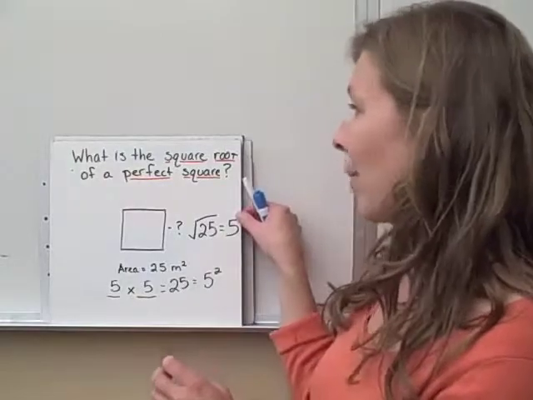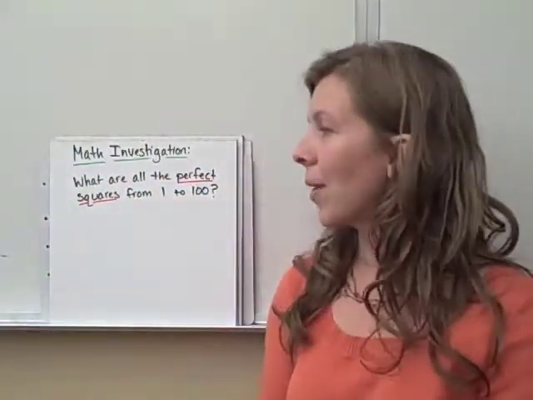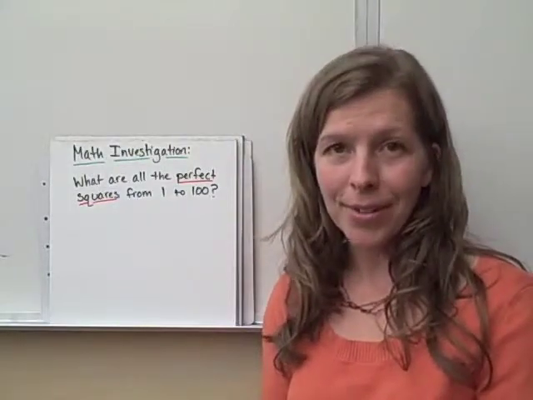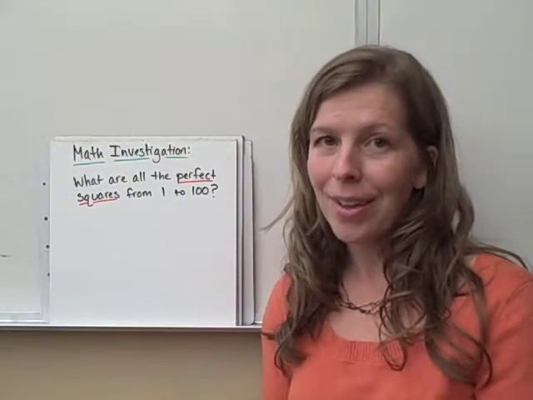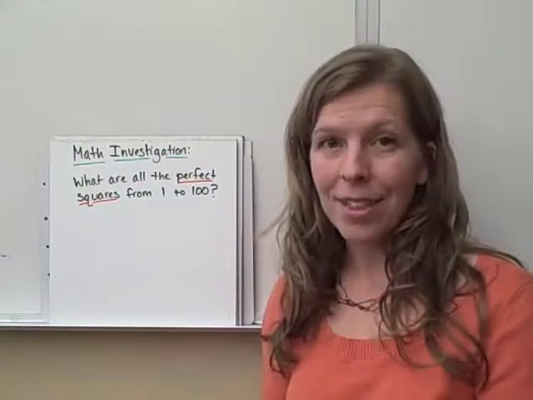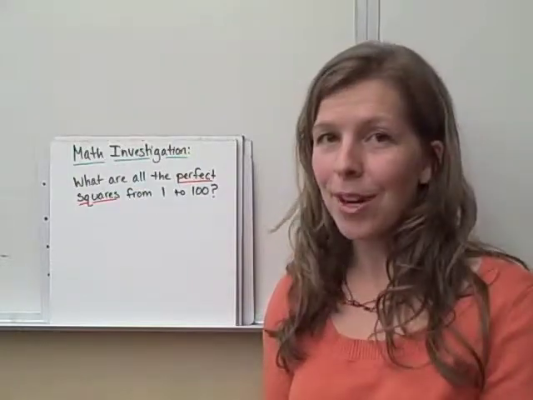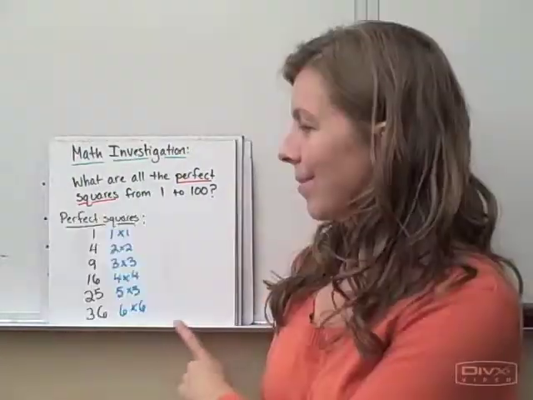So my question to you is, what are all the perfect squares from 1 to 100? And I actually want you to press pause on the video, and I want you to find them. Go ahead. What are all the perfect squares from 1 to 100?